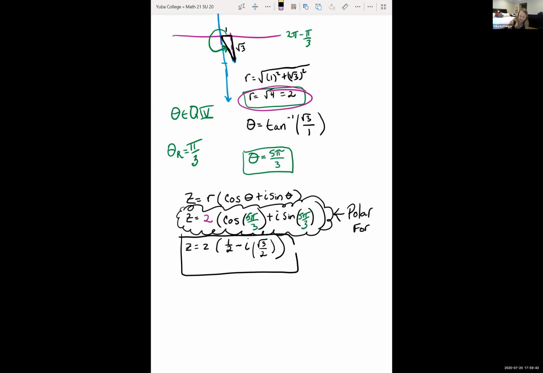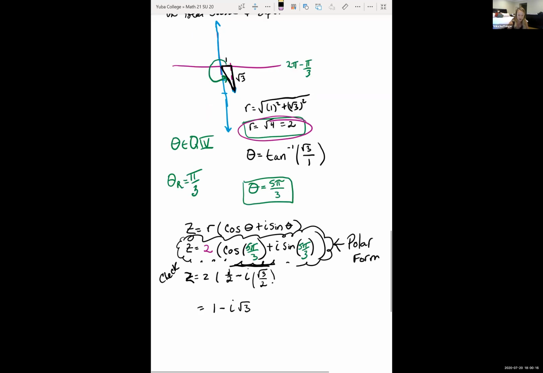Just notice that if we distribute our 2 right there, let's check it. If you distribute your 2 times 1/2, that gives us 1 minus, and if I distribute my 2 to this I times √3/2, those 2's cancel, and I get I √3. Notice that was the problem that we started with. Graph this.